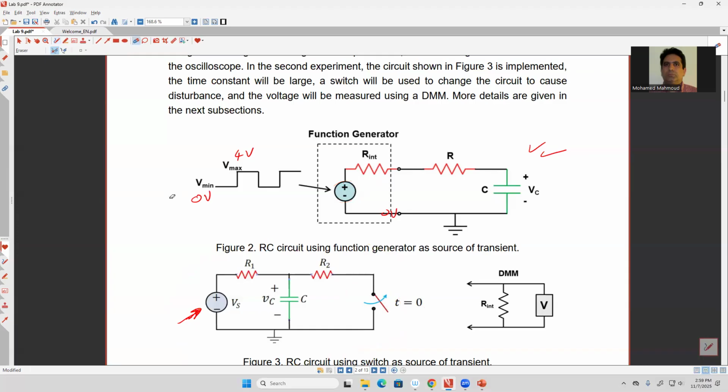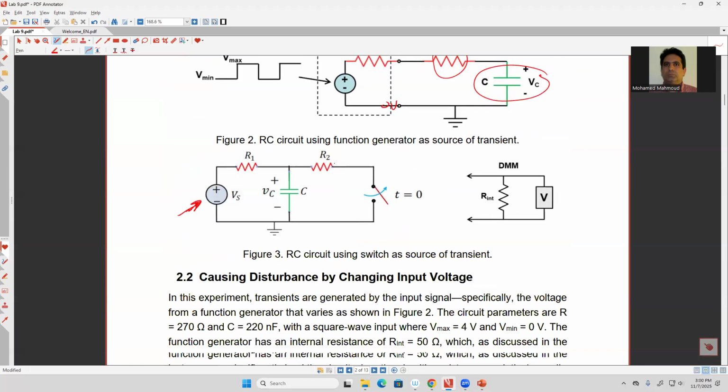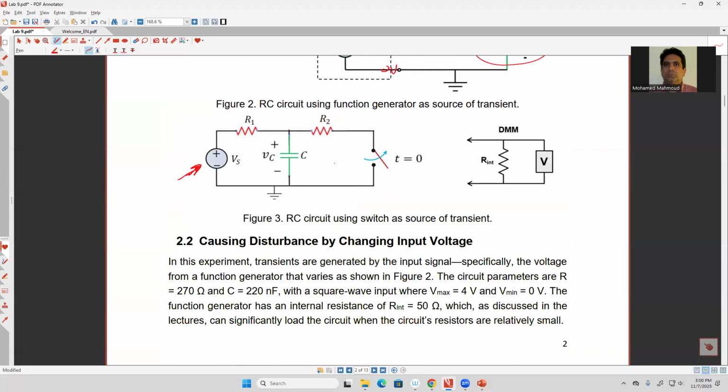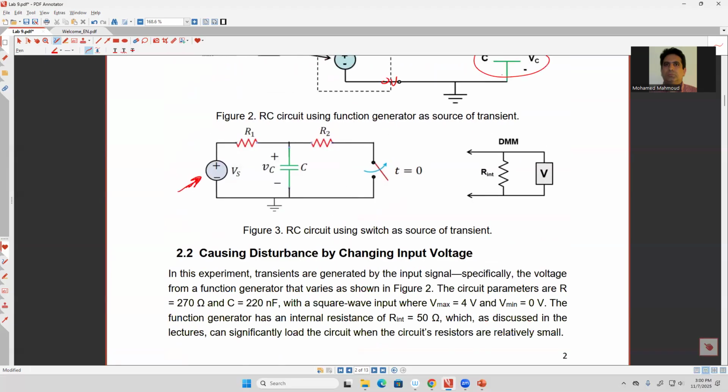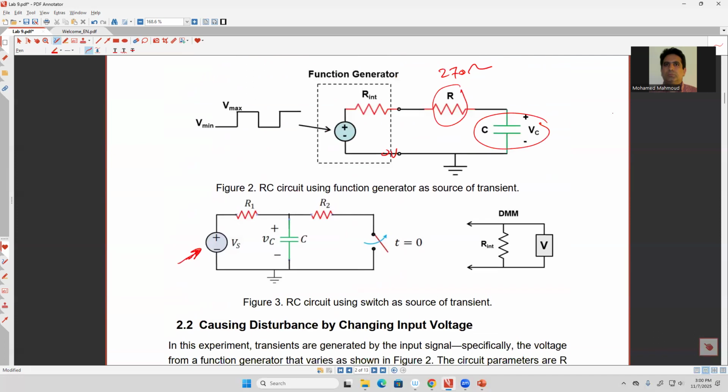In the first one, guys, it's very simple. All you have to use is R, and a capacitor C. I give you R here. Let's see what value: R is 270 ohms. And C here is 220 nanofarad. This one should be a ceramic capacitor, so you don't need to worry about polarity.